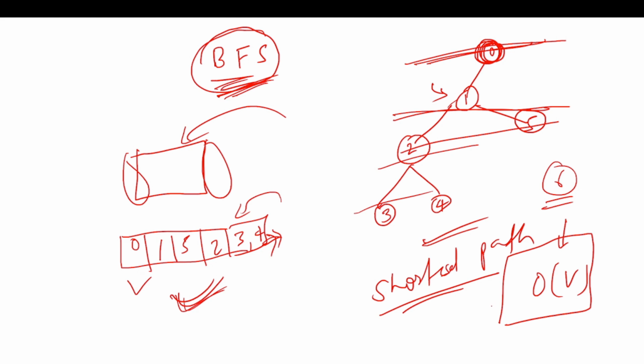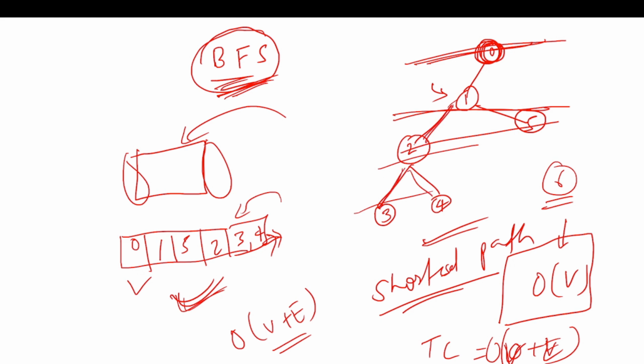When we talk about the time complexity, we have to check all the vertices as well as the edges. So time complexity will be O of v plus e, because e is the edges between these nodes. We have to visit all the nodes that are there. So we will see how to implement the code.